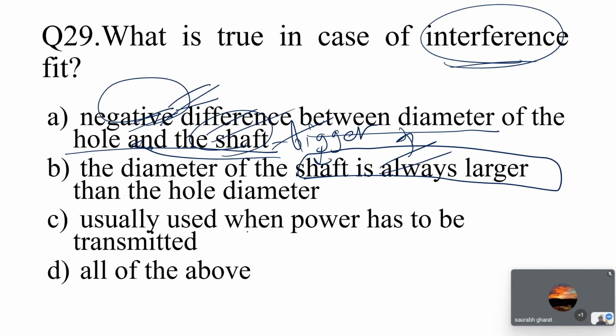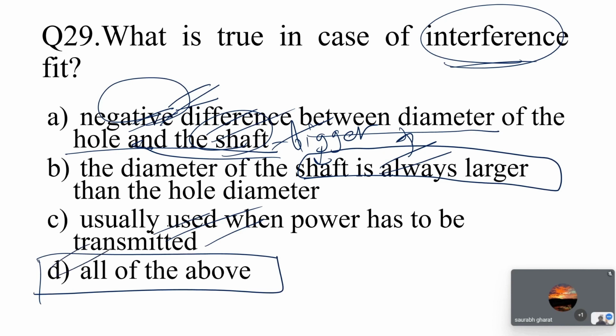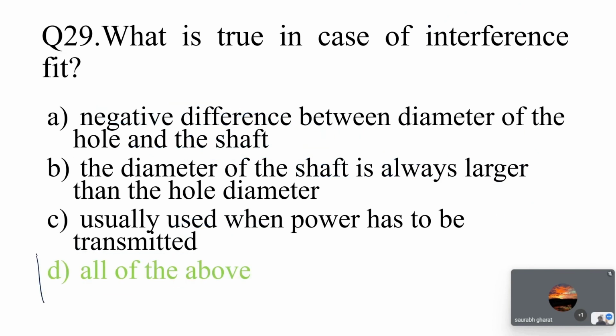Usually reasonable power has to be transmitted. So when there is a negative difference, there is a tight fit, and due to this, the power can be transmitted. So all of the above will be correct. These all actually correspond to the interference fit, so all of the above will be the correct answer.